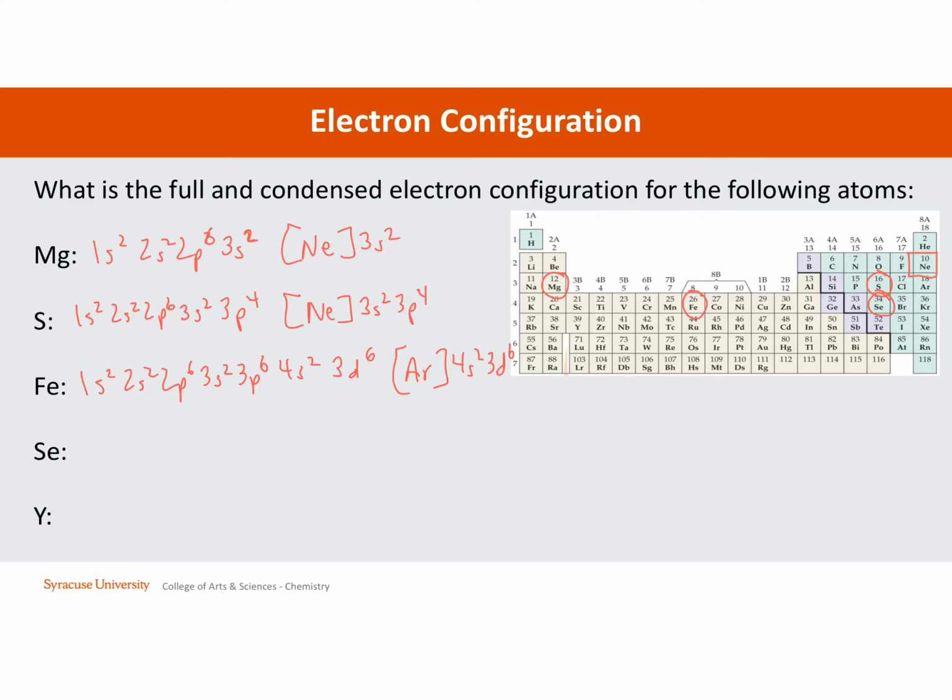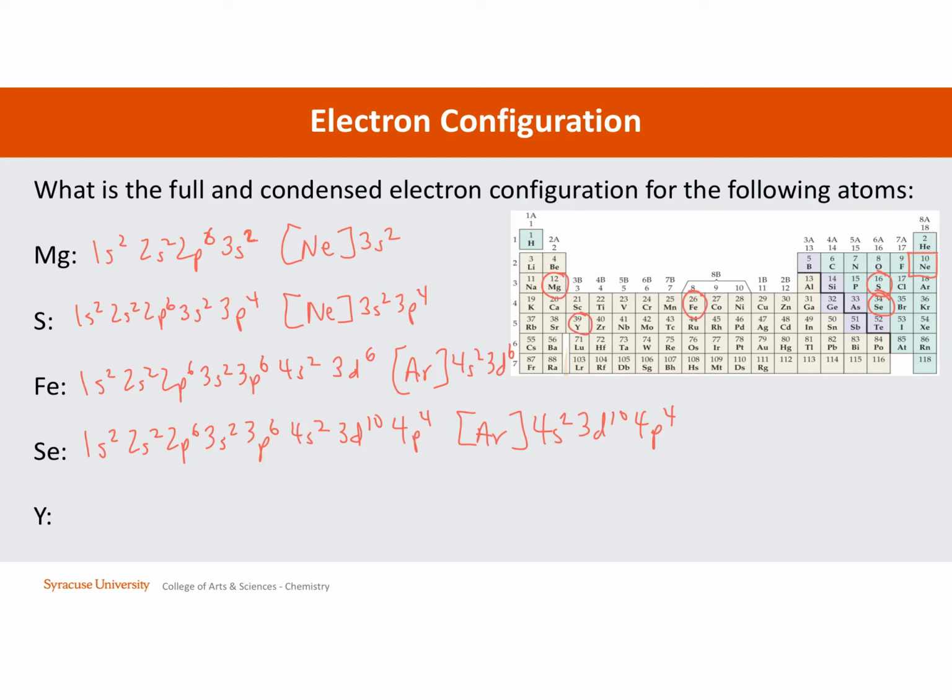Selenium's a little bit farther out in that 4th quantum level. 1s2, 2s2, 2p6, 3s2, 3p6, 4s2, 3d10 takes me to zinc. And then I'm 4 more, so 4p4 takes me all the way to selenium. Condensed configuration, argon, 4s2, 3d10, 4p4.